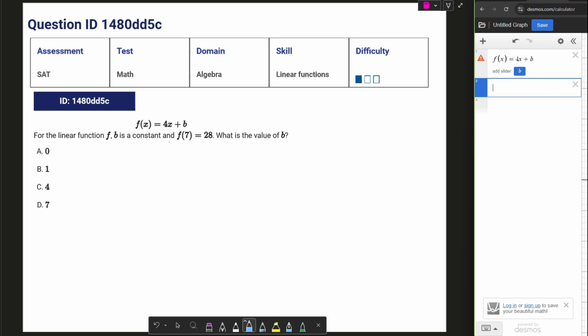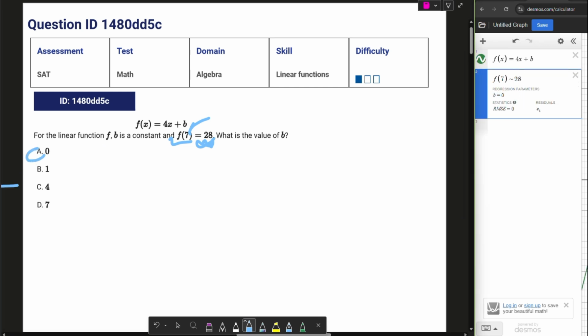Now, we are told that when f of 7, like when we plug in 7 instead of x, we get 28. This is our output, right? And because we have an unknown letter, which is b, I again have to use that regression. So f of 7, I cannot say it equals 28. It will not work. As you can see, it produces an error. Only because of this b right here, I have to use a regression sign. And in this case, the value of b will be equal to 0. So the correct answer will in fact be answer choice A.